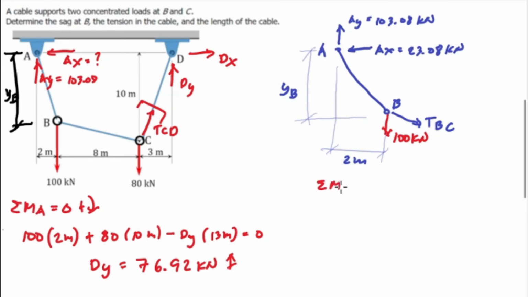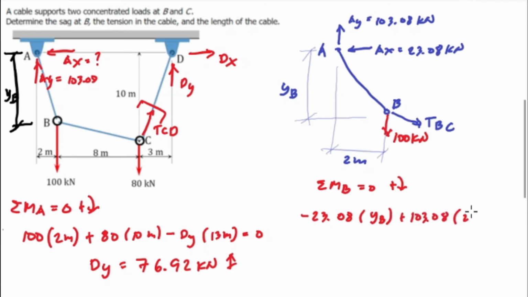Summation of moment at point B is equated to 0, positive value, counterclockwise direction. We have A sub x, which is counterclockwise direction to B. We have negative 23.08, and the distance is y sub B. Next, we have A sub y, which is 103.08, and the direction to B is clockwise direction, and the distance is 2 meters.